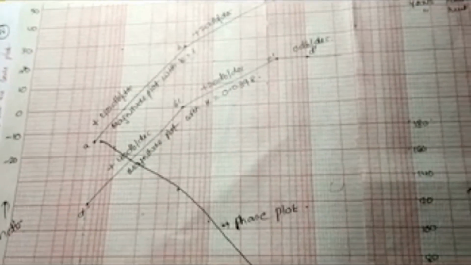So this figure shows the Bode plot for the given problem. For any problem given for the Bode plot, this is the general procedure.